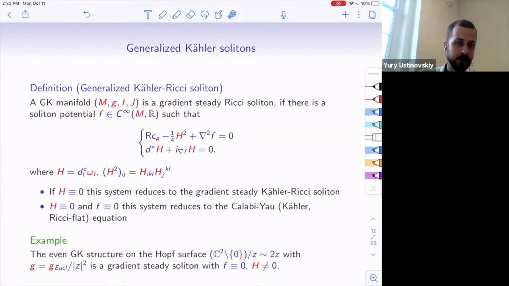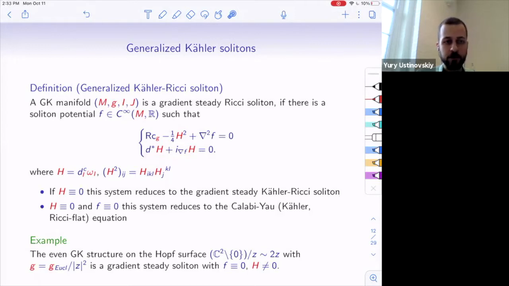f. So we will say that this data is a gradient steady Ricci soliton, or generalized Kähler-Ricci soliton, if this data satisfies the following two equations. This is just the usual Ricci curvature. This is a symmetric contraction of the 3-form H with itself, and this is the Hessian of the smooth potential f. And this is just a certain weighted codifferential of the 3-form H.